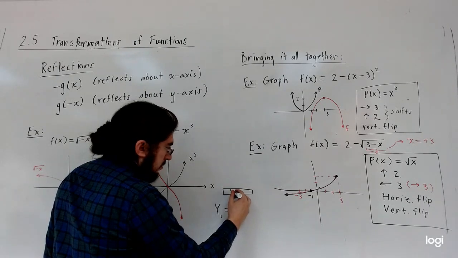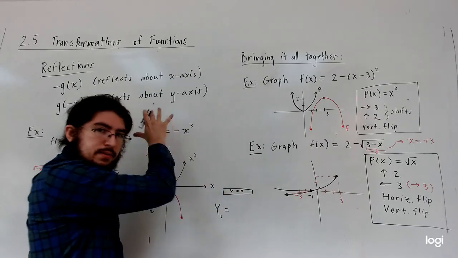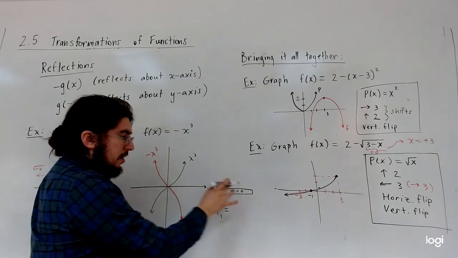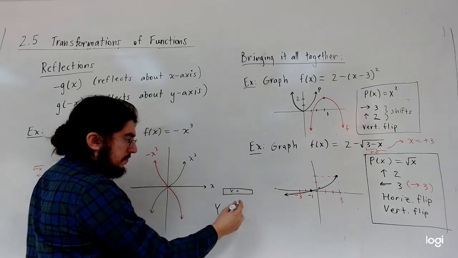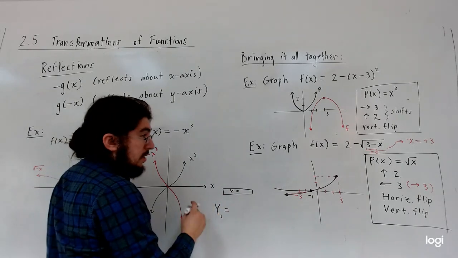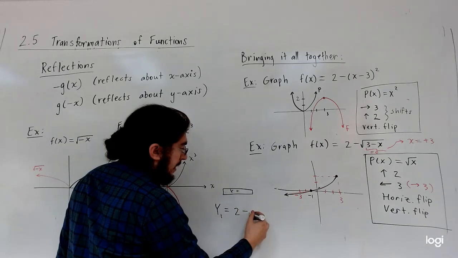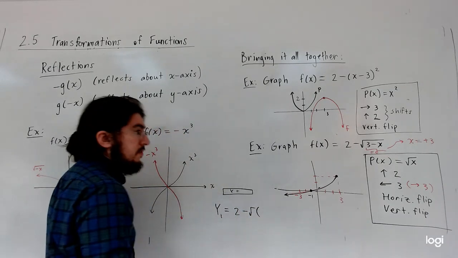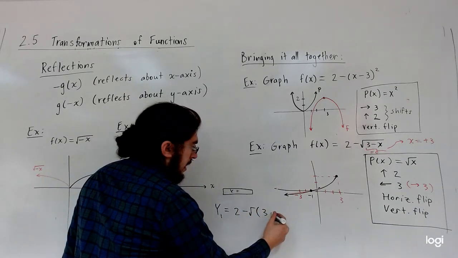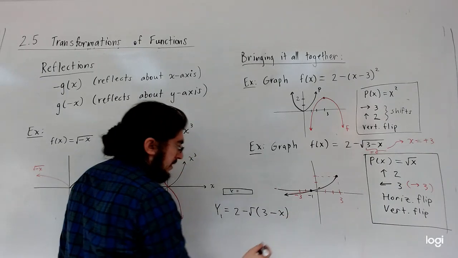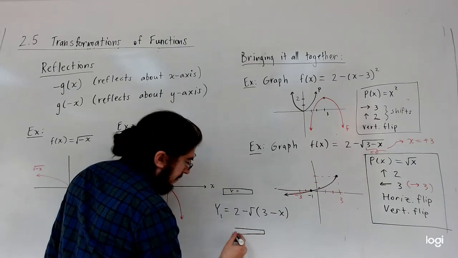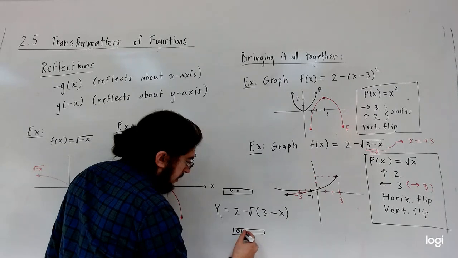You press y equals first though. So the upper left on the TI-83, you press y equals. Okay? And then for this one in particular, you type in y1 equals 2 minus the square root of 3 minus x, close parentheses, then you would hit graph, and you should see an image like this.